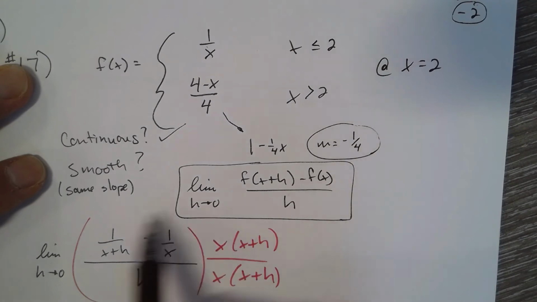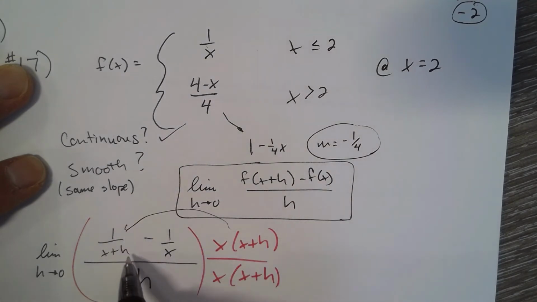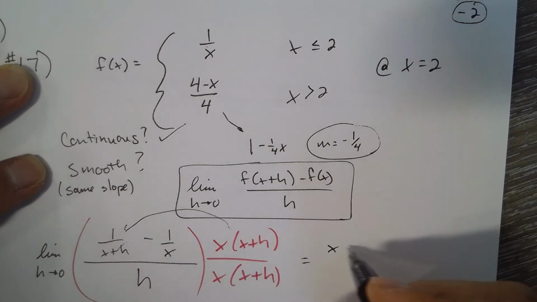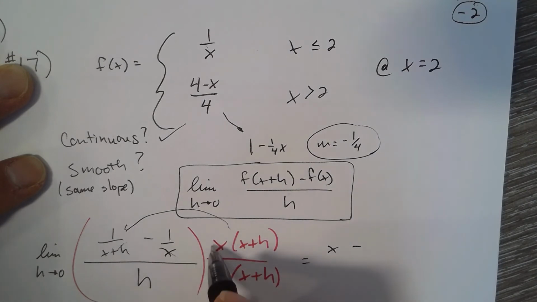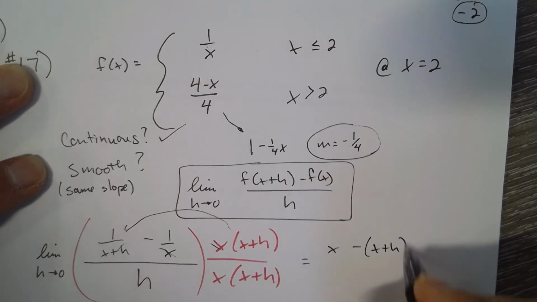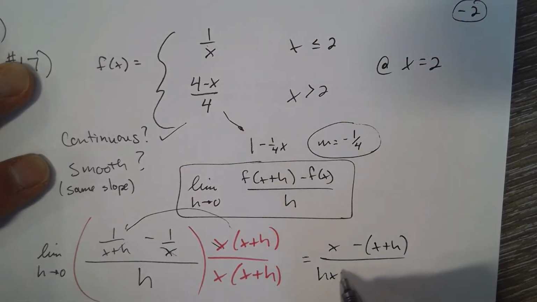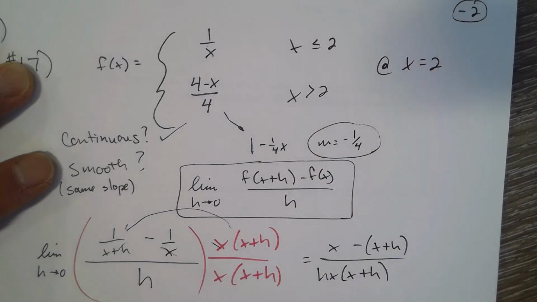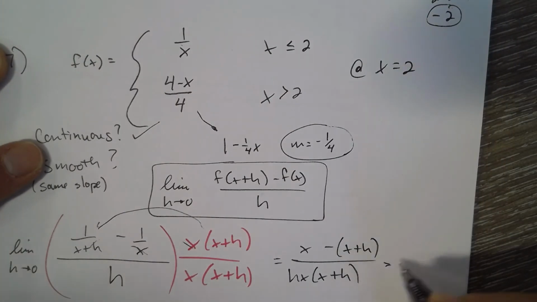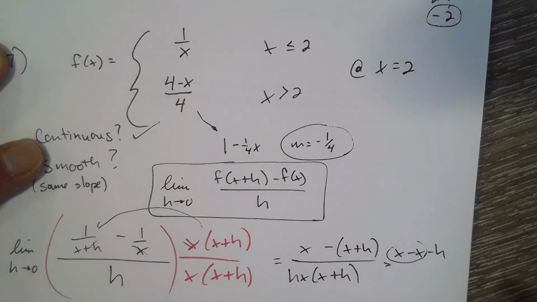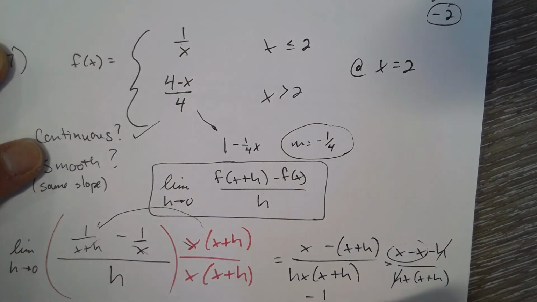Let me distribute this to here. These x plus h's are going to cross off, divide out, so we get x minus, and then these x's are going to cross off, so it's x plus h. I'm going to leave these in factored form on the bottom so that I can divide off something. So I have x minus x plus h, so it's just negative h on top, and then h over h, so I get negative 1 over x times x plus h.